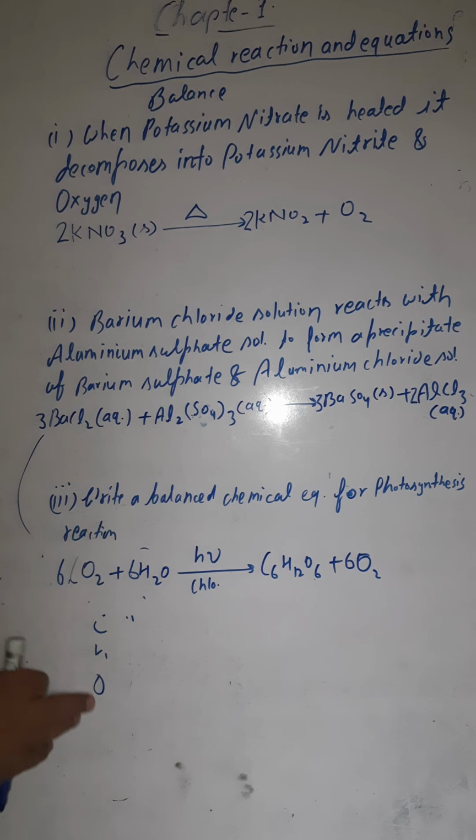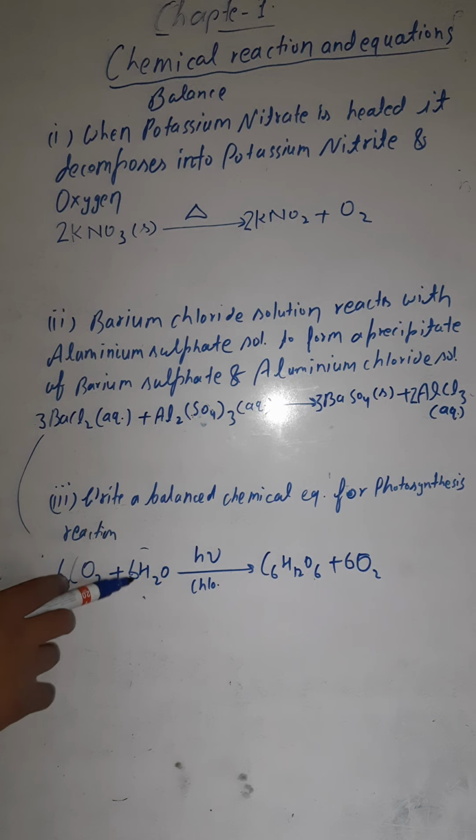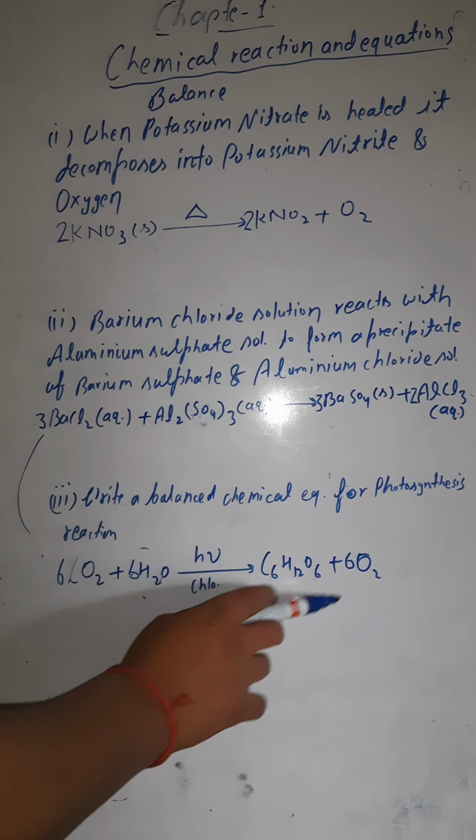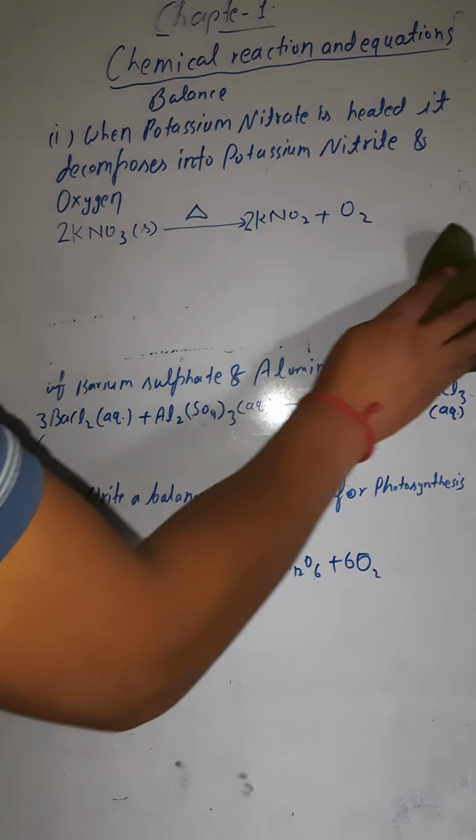Oxygen also has been balanced now. Let's check again. Carbon 6, hydrogen 12, oxygen 6 times 2 is 12 plus 6, 18, and 6 times 2 is 12 plus 6, 18. So all have been balanced. So this was the photosynthesis reaction. Okay, now we will write the fourth question.